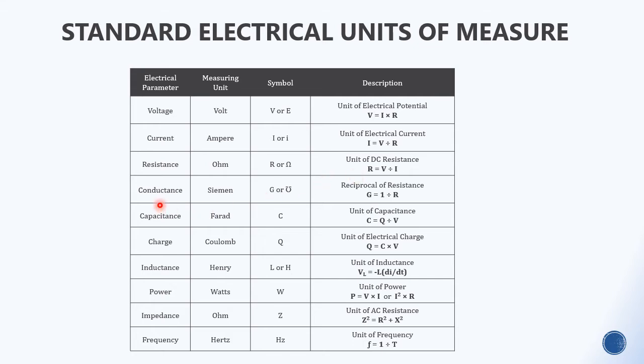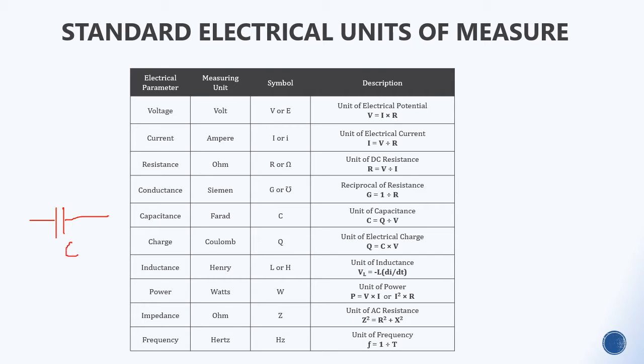Then the fourth one is conductance. Conductance is nothing but the reciprocal value of the resistance. The measuring unit is Siemens. The symbol is capital G. Then capacitance. Capacitance is the measurement of the value of the capacitor. This is the symbol of the capacitor. The value of a capacitor is measured in capacitance. The measuring unit is farad. The symbol is C.